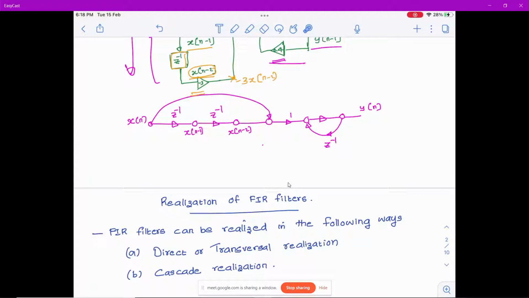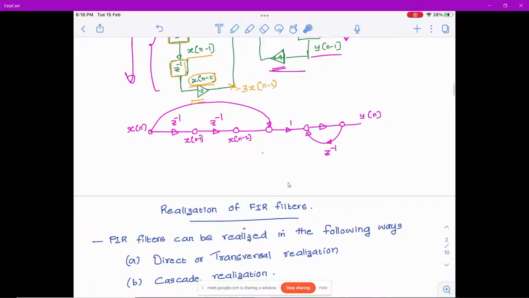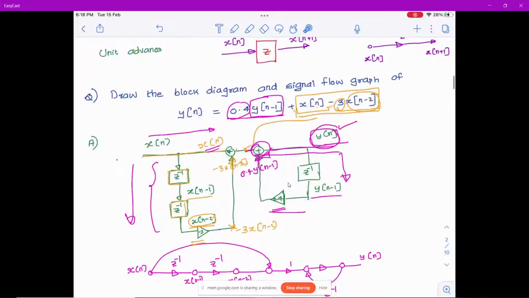Now for y of n, so this is y of n, you start from the right, so you need to have z raised to minus 1. So pass through z raised to minus 1. Okay, so the node coming here will be the combination of x of n minus 0.3 x of n minus 1, and so you need a multiplier also there. Okay, which when it goes out it will be y of n. Okay, so this is a simple block diagram.